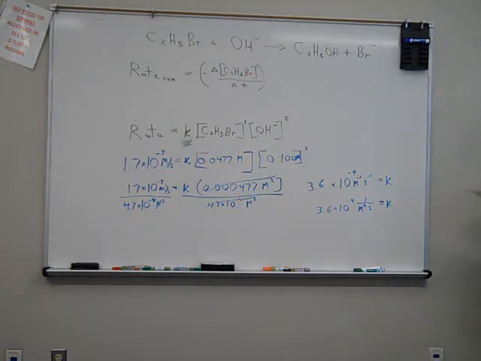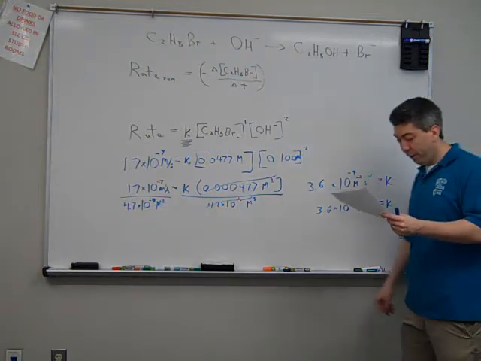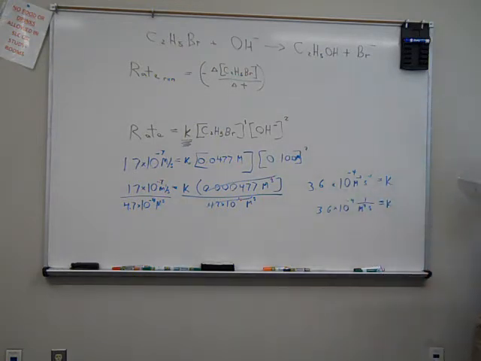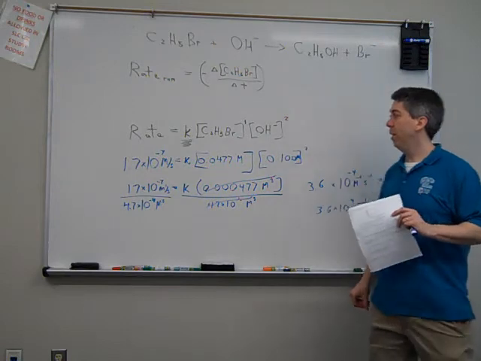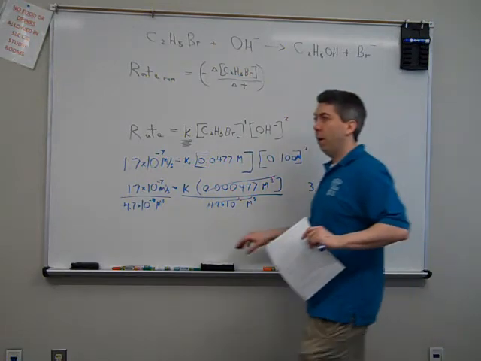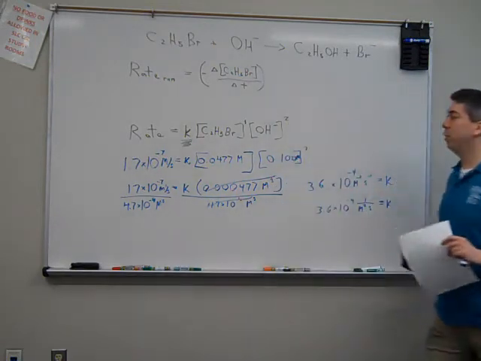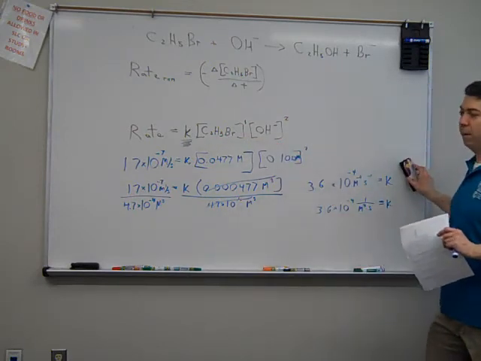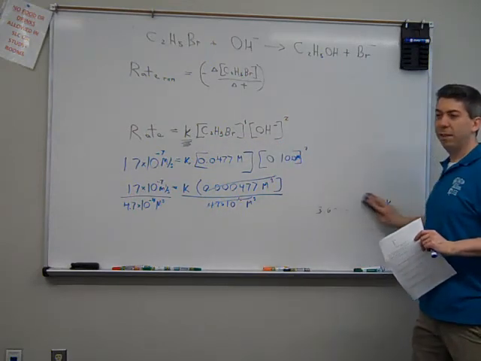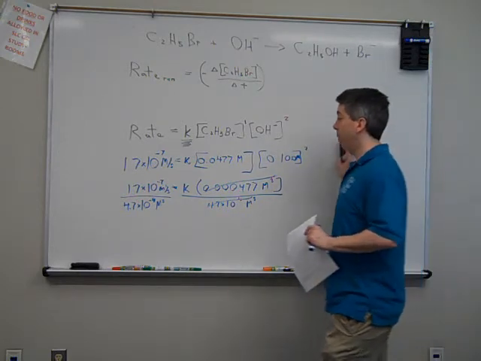Pretty good. Awesome. Now it said, how would the rate of disappearance of ethyl bromide change if the solution were diluted by adding an equal volume of pure ethyl alcohol to the solution? What would adding pure ethyl alcohol to the solution do to the concentrations of each of these? Specifically adding an equal volume.